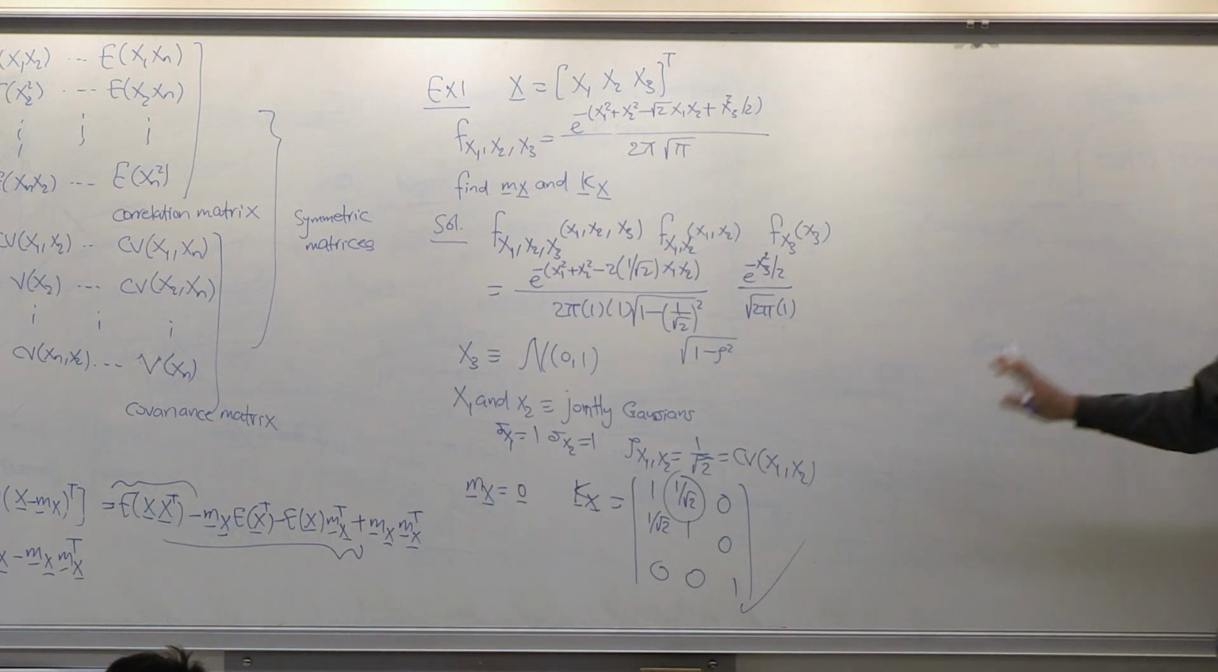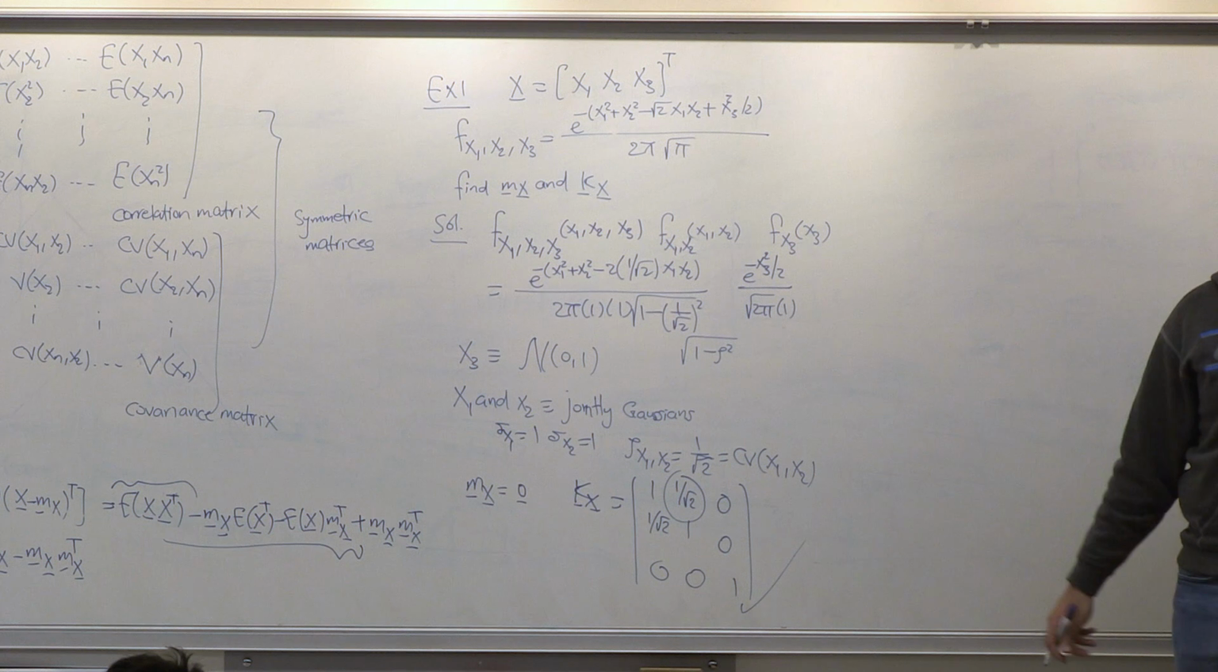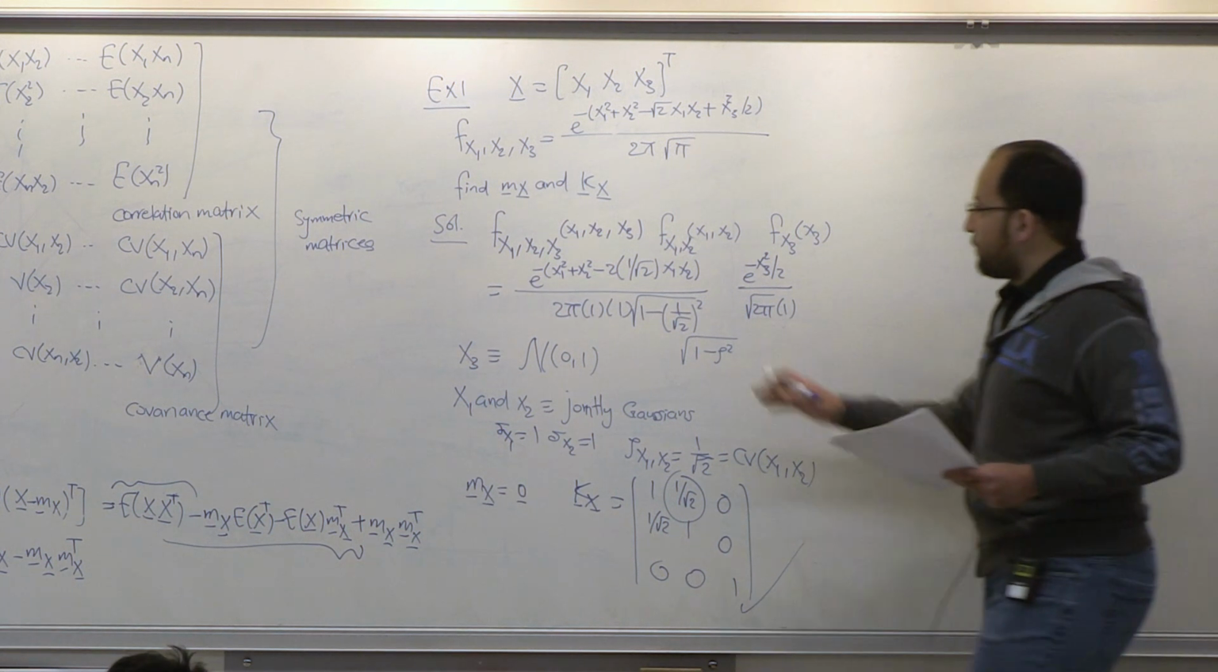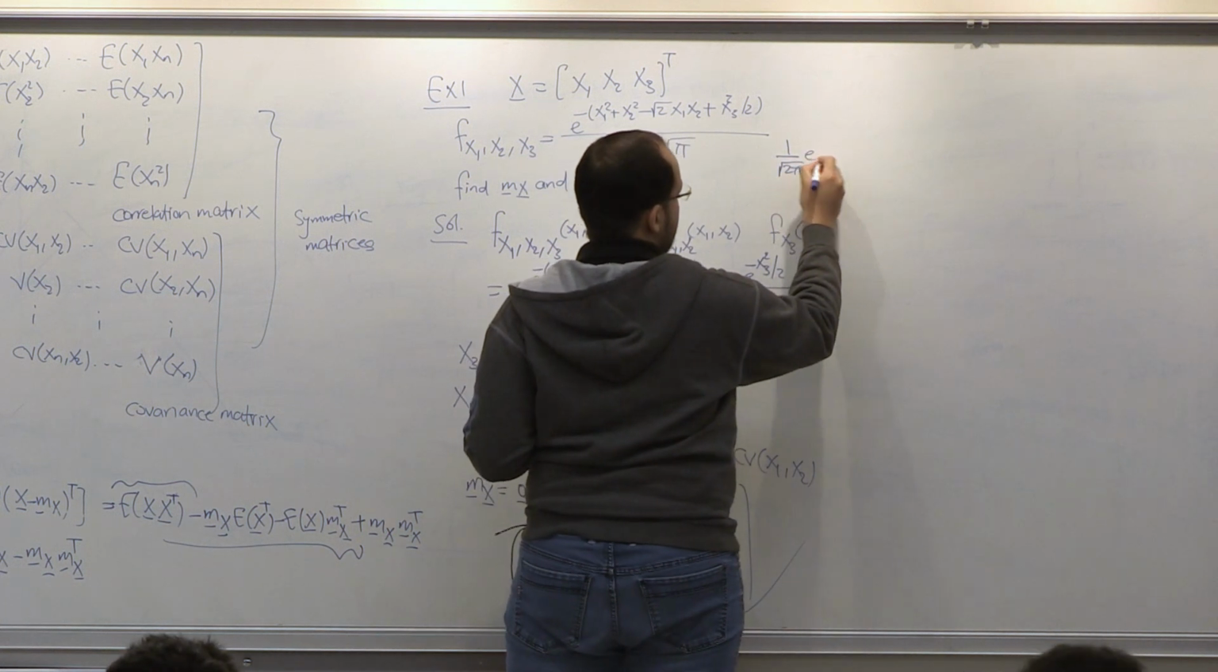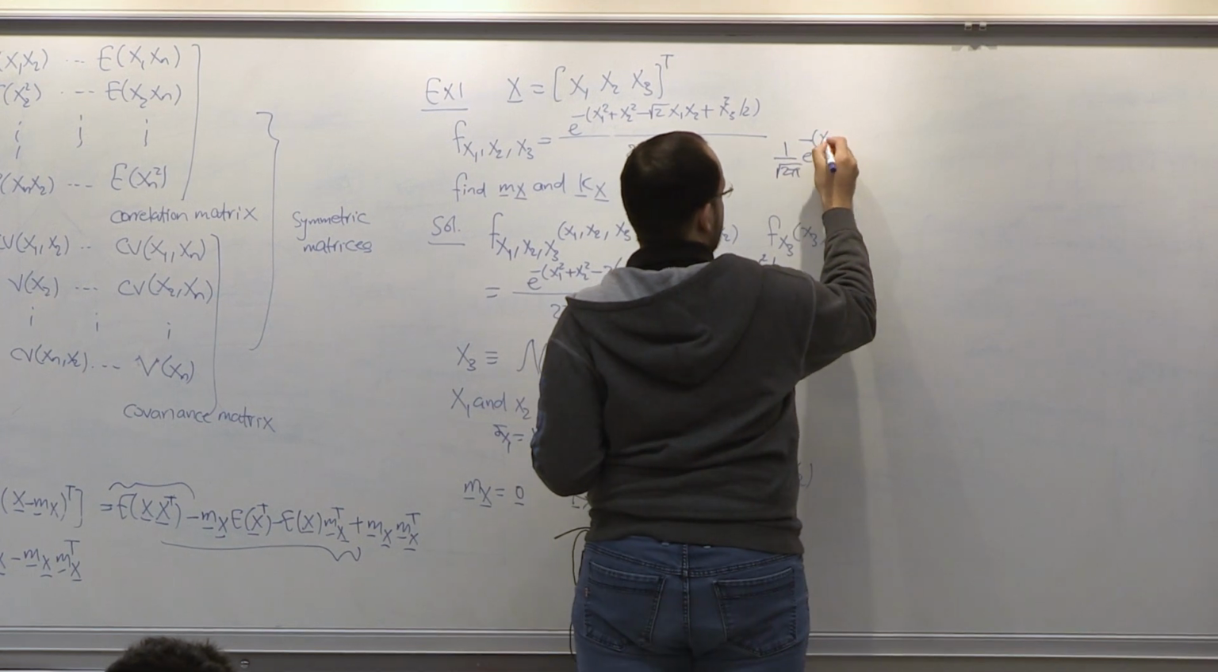Do you have any questions until now? Go ahead. I don't understand how mx is 0. So remember that for the Gaussian, you have this.